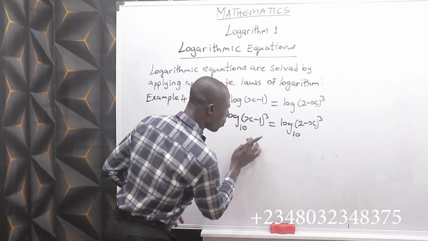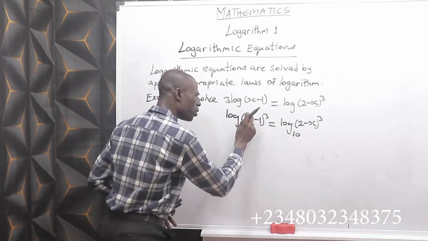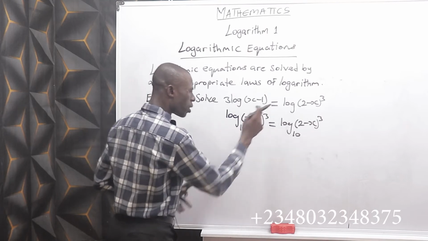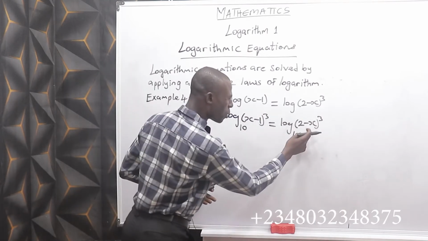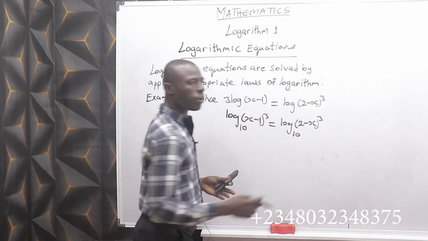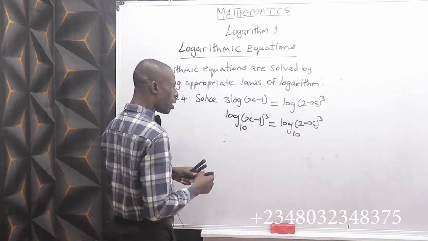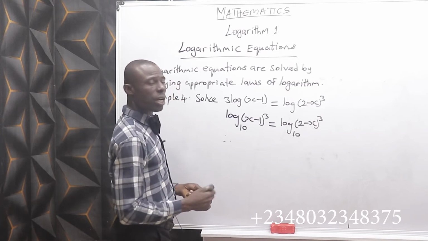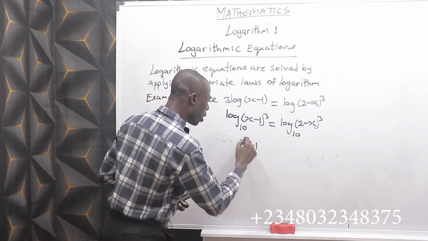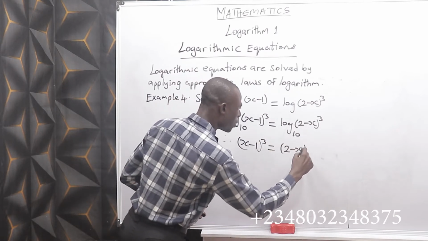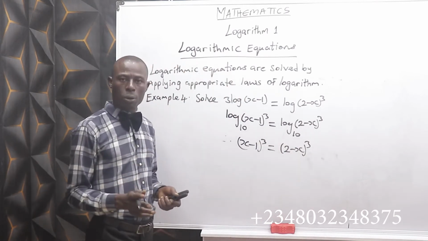So far we have equal base, automatically the numbers of the logarithm are equal. What is the number of the logarithm here? x minus 1 all raised to power 3. What is the number of the logarithm here? 2 minus x all raised to power 3. So you equate them. Say, therefore, because of the equal base of the logarithm on different sides of the equation here, you have (x minus 1) raised to power 3 equals (2 minus x) raised to power 3. It's a standing rule.